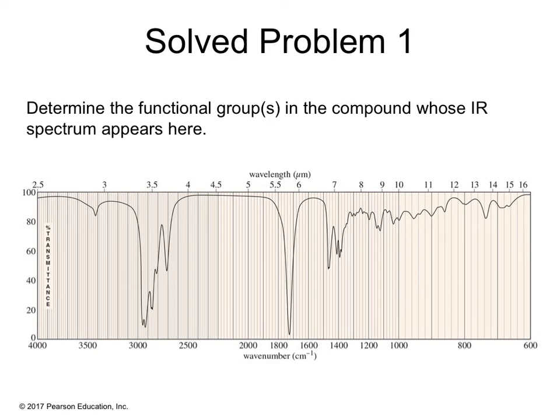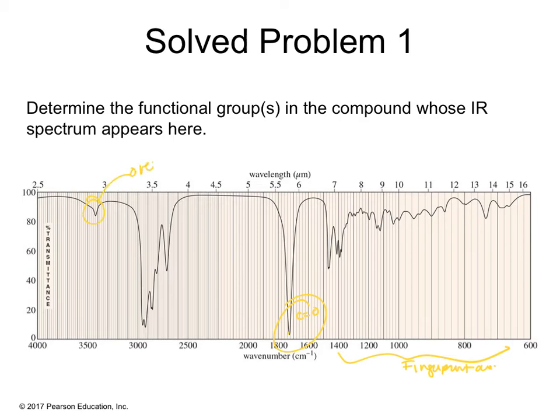Okay, so let's look at this problem here. Determine the functional group in the compound whose IR spectra appears here. The first thing you do, you say, this is my fingerprint area, so I'm not worried about that. And then here I have a carbonyl. You see how you have a carbonyl? And furthermore, it's pretty far up there, isn't it? It's pretty high up there. So it's not a conjugated carbonyl, and it might even be an ester.